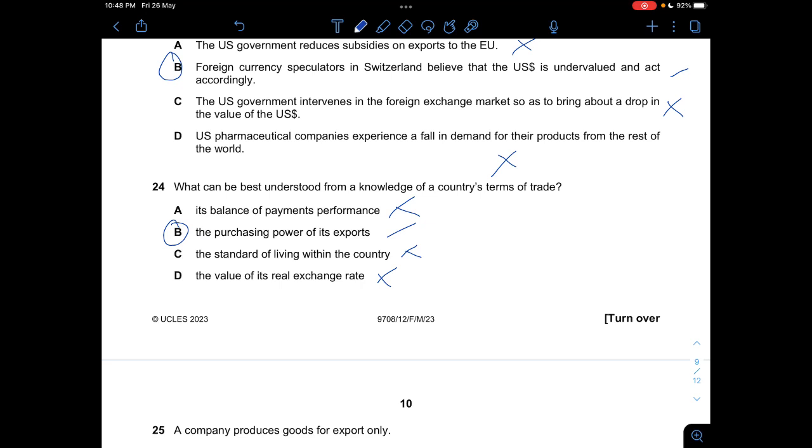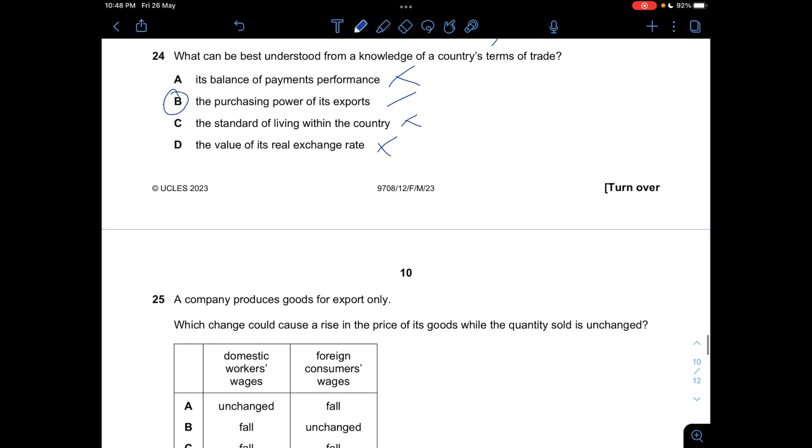Because when we know the price index of our exports and the price index of our imports, then we know the purchasing power of the exports that we have.